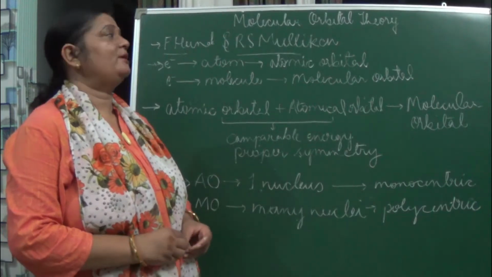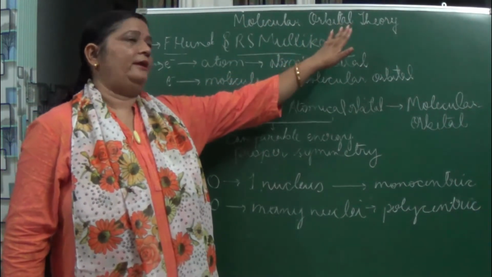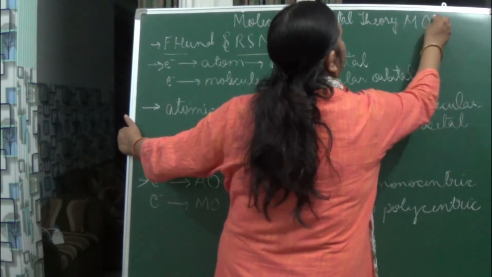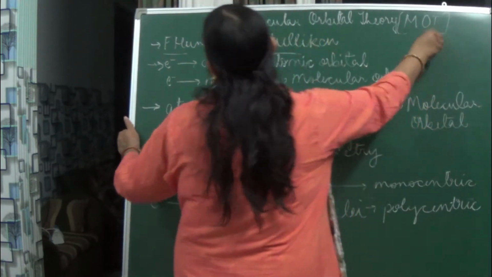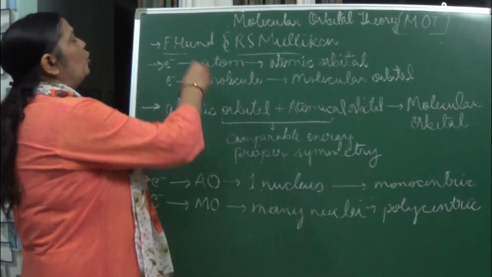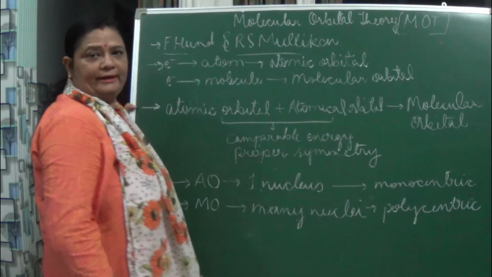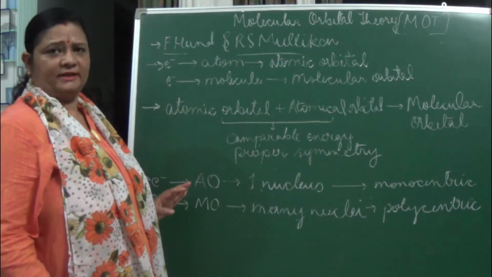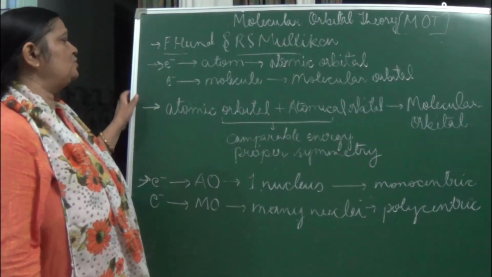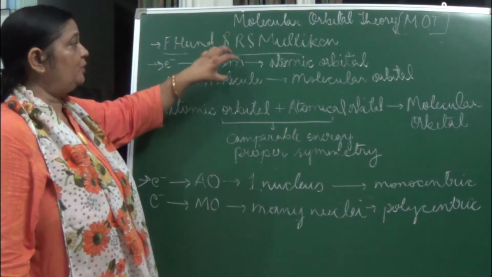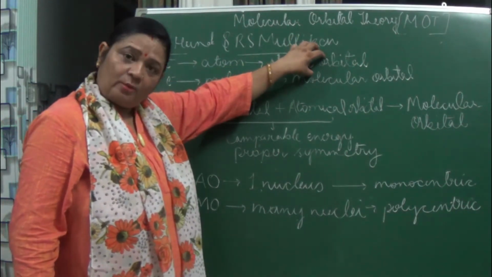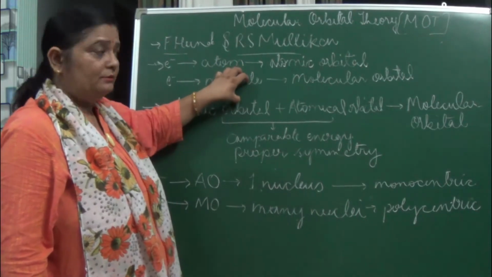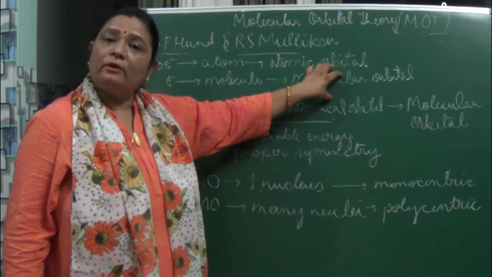Hello students, we are going to study molecular orbital theory, or MOT in short. This was given by F. Hund and R.S. Mulliken. Now, we have studied about atomic orbitals earlier, isn't it? Atomic orbitals means the one atom. It says about atomic orbital, but when we are talking about molecule, it says about molecular orbital.